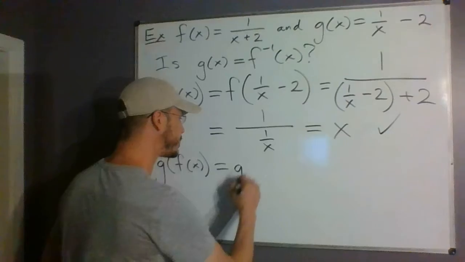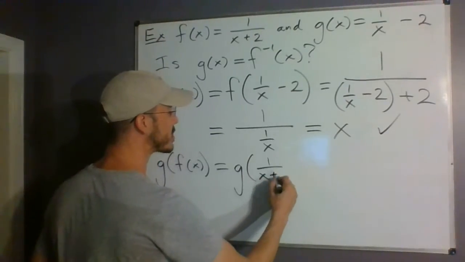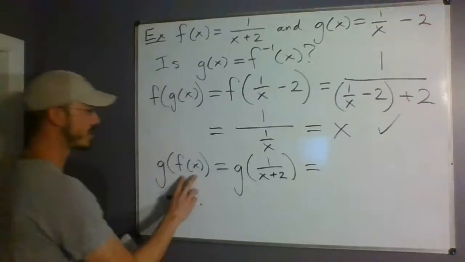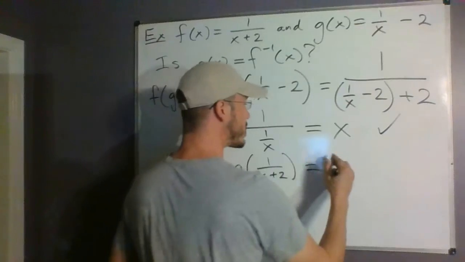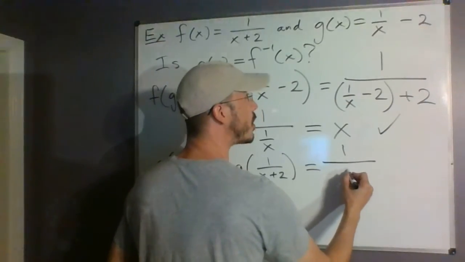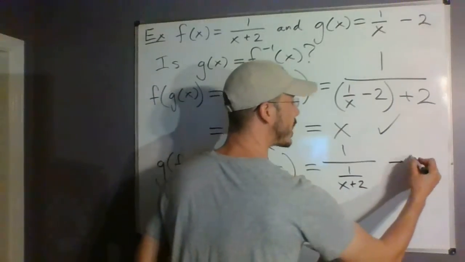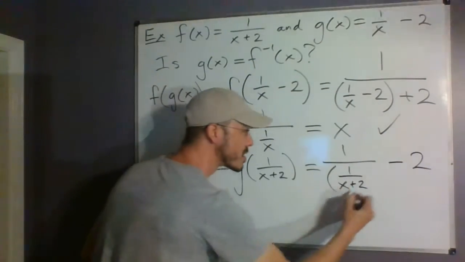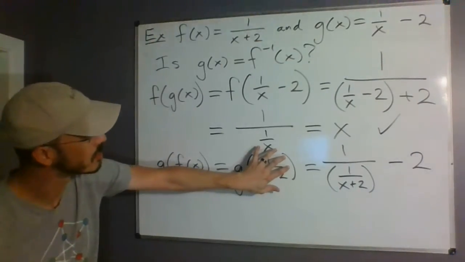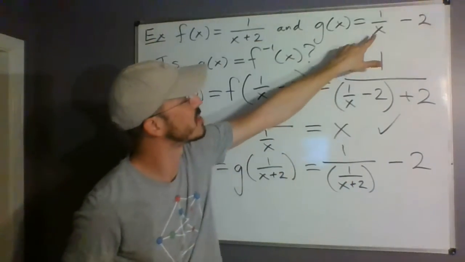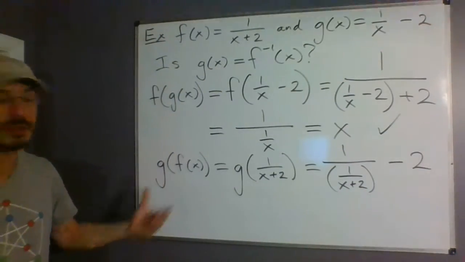Now I'm going to do it like I did before by plugging in the formula for the inside function, 1 over x plus 2. And there's f of x. Now g of that is 1 over 1 over x plus 2, minus 2. So I'm plugging in this whole rational expression, or formula for f, in place of x in the g function. This is the composite function.